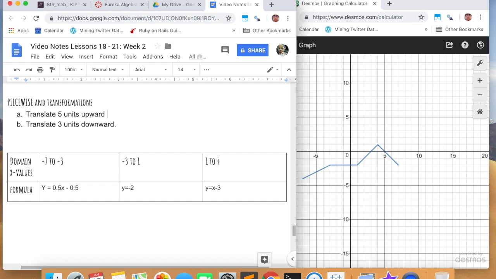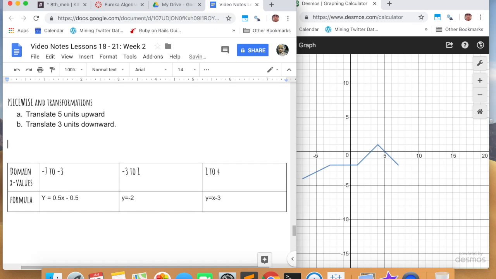I want to translate the 5 units up. How would I do this? Well, you would just like you did in other equations. You would add 5. So if we have, for example, x squared as our parent function, we would normally have to add 5 to that. And so this is no different. You're going to have to add 5.